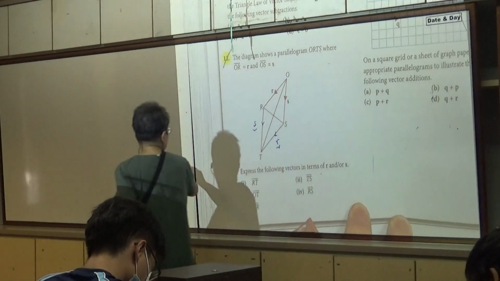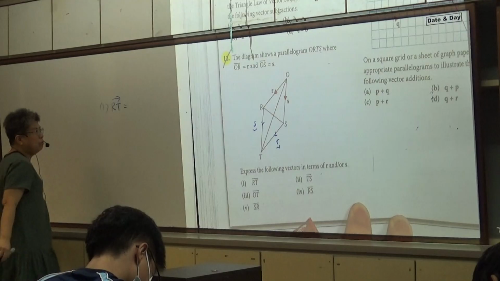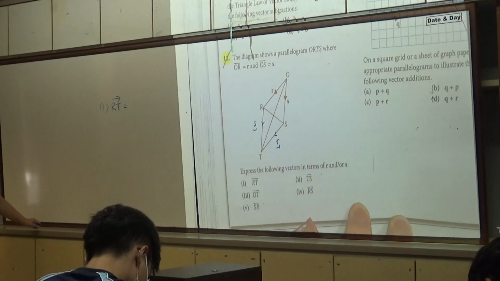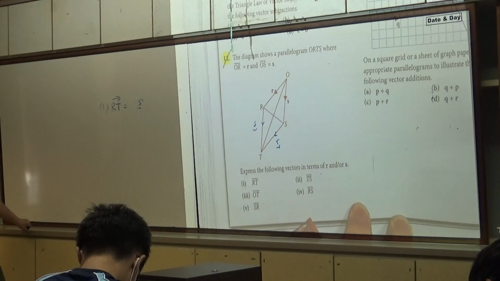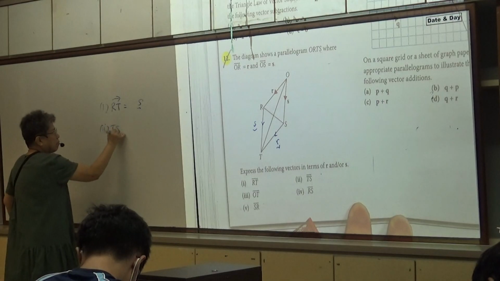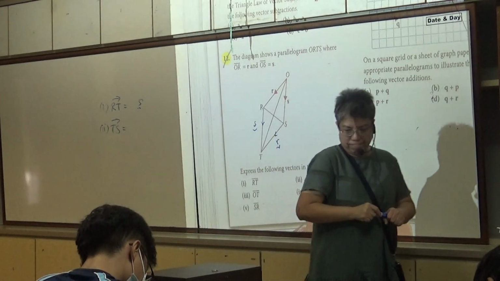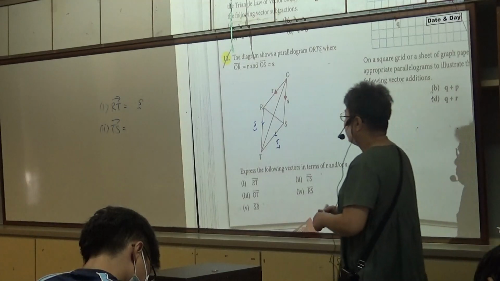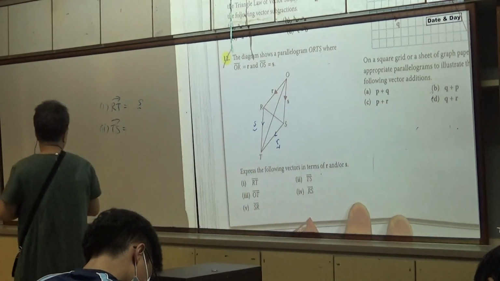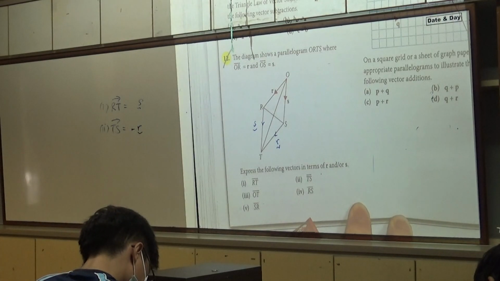Okay, now, first one, very easy. How to find RT? Just S. Okay. What about TS? Where's TS? Negative R. Negative R, very good. Can you see now? Why negative R? Opposite. Because it's the opposite but the same size, correct?